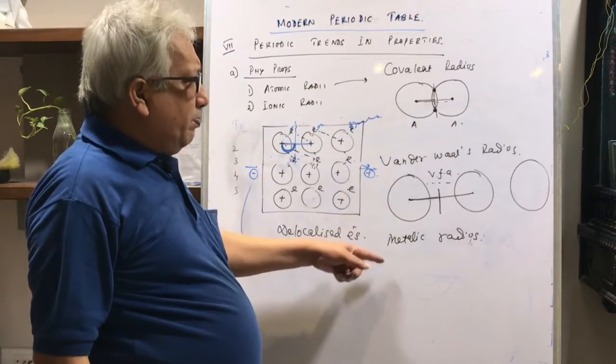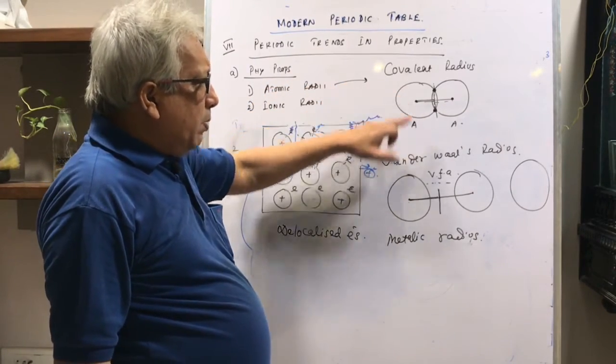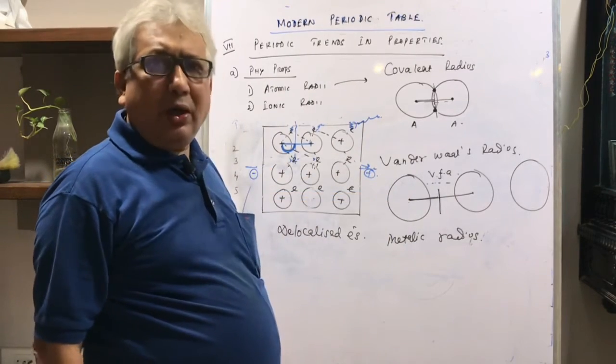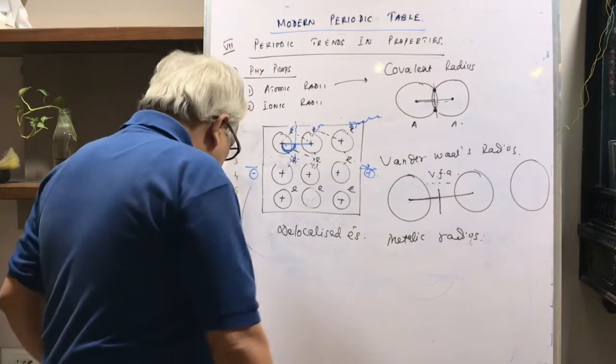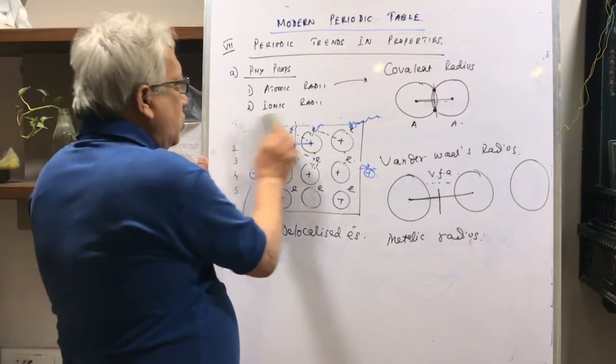And amongst them, if you ask me, the smallest will be the covalent radius, and the biggest will be van der Waals radius, and intermediate will be the metallic radius. So this is how the atomic radius is measured and discussed.